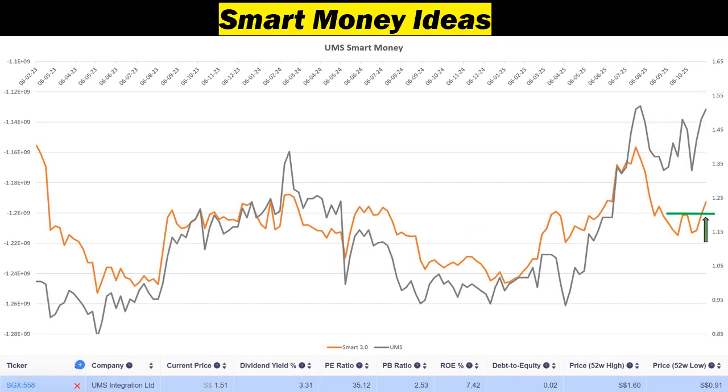Lastly, one common signal that I take from the smart money chart is the breaking out of important resistance and support levels. This is a smart money chart on UMS, and we can see that in the recent week, the movement of the smart money chart, the orange line, has broken above an important resistance level, thereby giving us a buy signal on this UMS.